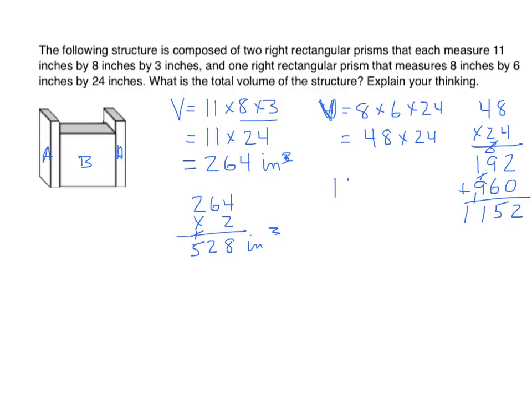So 1,158... 528, and excuse me, I made a little mistake there. We should have this as 1,152, so we'll make the correction there. Find the sum, and I have 10, regroup the 1, 8, 1 plus 5 is 6, and 1 plus nothing is 1. And make sure that when we're doing these, we label our units so they're inches cubed.